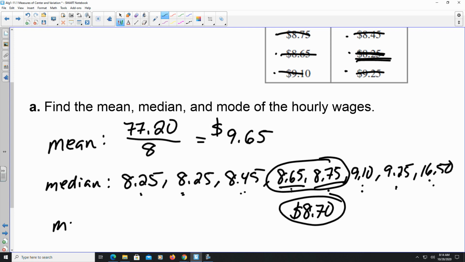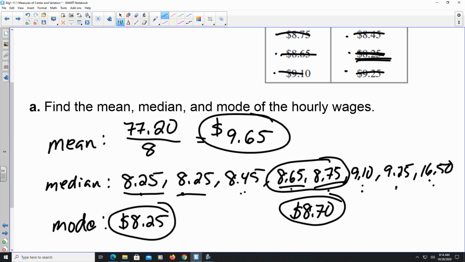The mode in this particular instance is what occurs the most. Well, the only one here that occurs more than once is 825. So $8.25 is my mode. Okay, so we found our mean, median, mode of these hourly wages.